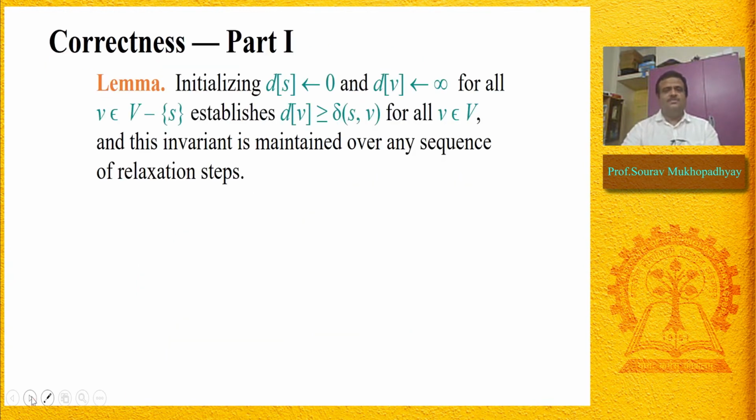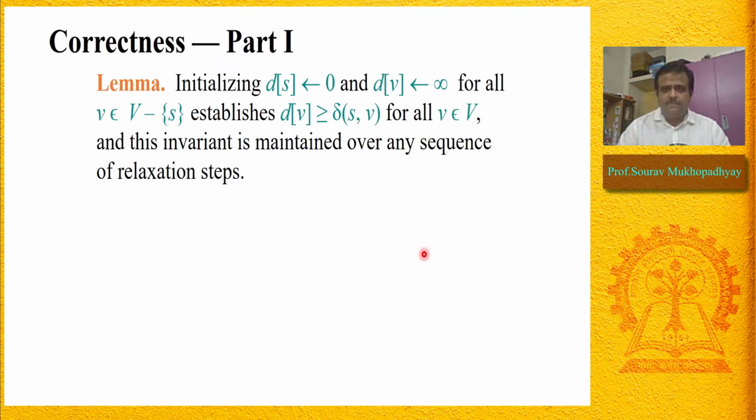Now we have to prove the correctness of this Dijkstra algorithm. We will prove the correctness of this theorem in two parts. Part 1 is about the initial condition of the key values. We initialize the key value of the starting source vertex as 0 and all other vertices as infinity. And this is the invariant we want throughout the execution: the key value of a vertex must be greater than or equal to delta of S comma V, the weight of the shortest path from S to the vertex V.